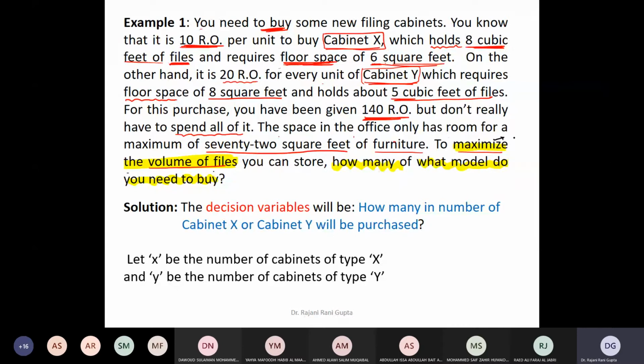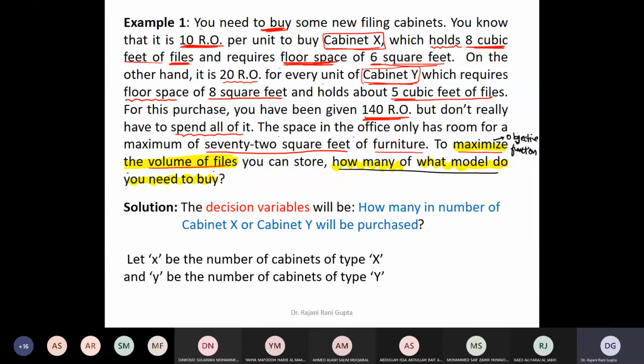Okay. Now, what is asked? How many of what model do you need to buy? Your objective is to maximize the volume of files that you can store in these cabinets. You can decide how many X type of cabinets and how many Y type of cabinets you can buy. So the decision variables will be the number of cabinets of type X and type Y.